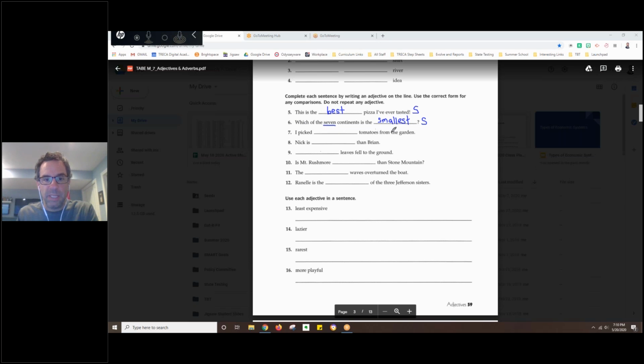I'll do one more. I picked blank tomatoes from the garden. What do you think you might put in here? I'm going to say rotten. I picked rotten tomatoes. Oops, right? This is not really a comparison. Use the correct form for any comparisons. Number 7, there really isn't a comparison. So you could have said, I picked 3 tomatoes from the garden, or I picked juicy tomatoes from the garden, or I picked red tomatoes, or rotten, or spicy, something like that. So I will let you pause here. You can do 8 through 12, and then I'll run through them and just put in some examples for you.